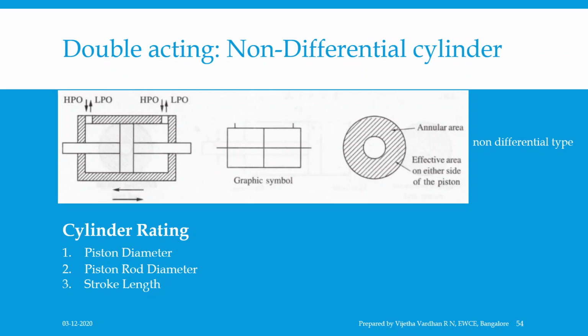Then we have to discuss one more concept, that is called cylinder rating. What is called a cylinder rating? The cylinders are rated based on their size and pressure capability. The principal size and features are the piston diameter, piston rod diameter, and the stroke length. The pressure rating is established by manufacturers, and the information will be furnished in the manufacturer's catalog.